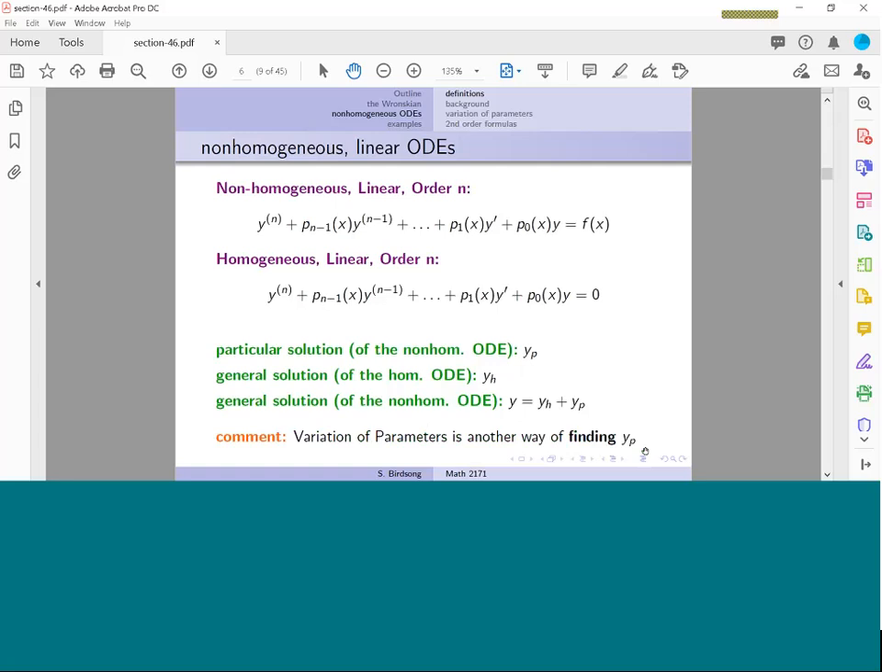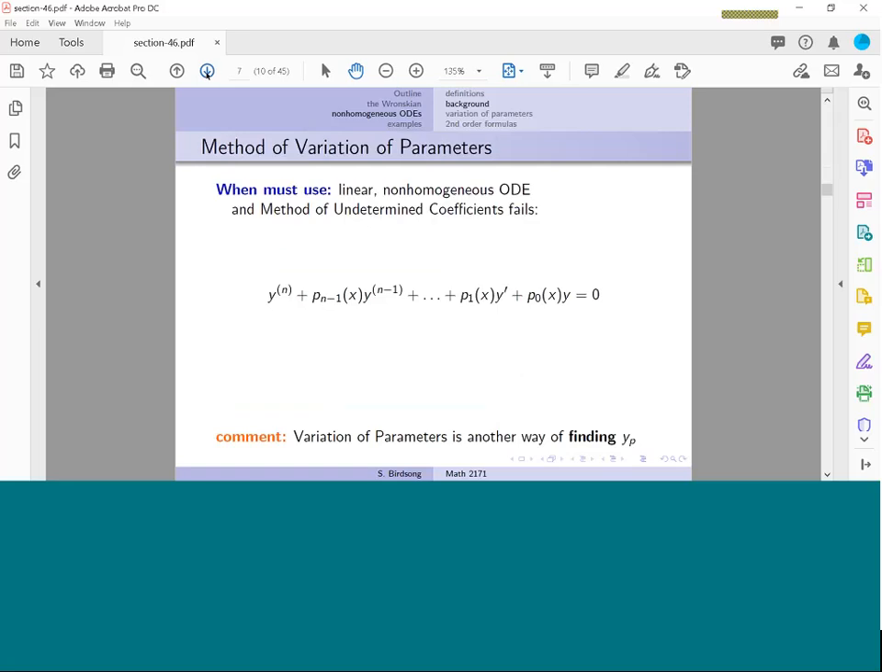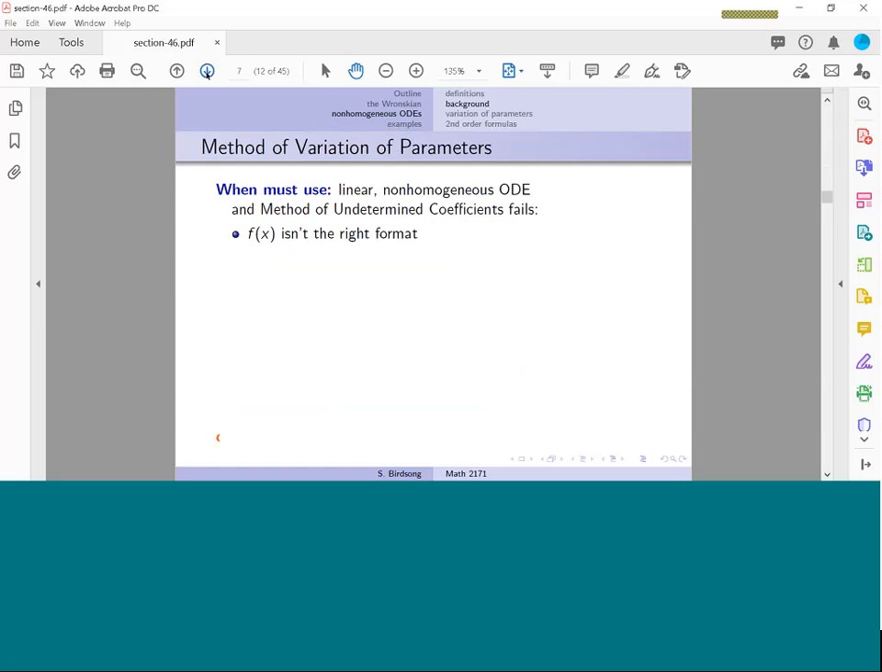You could totally guess and check to find your particular solution. Please don't. Method of undetermined coefficients is kind of like guessing and checking, but being a little bit strategic about it. Okay? Variation of parameters is actually going to have a formula that you compute. So here's the actual method. Well, I lie. This is almost the actual method. This is the outline of the algorithm.